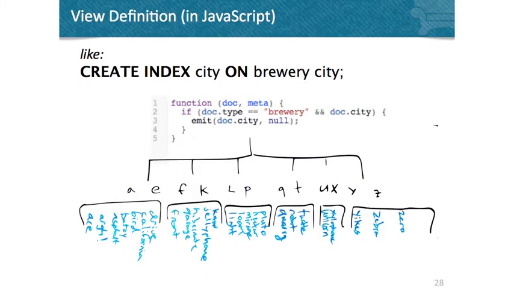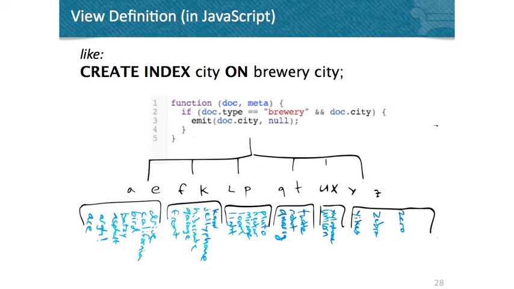So how do you define a view? Well, you do it in JavaScript, and that may feel different from what you're used to with a relational database, but it's not all that different. I'm drawing this analogy here between creating an index on a field of a row and writing some JavaScript that picks a particular attribute out of your JSON to index on. So this is the definition.